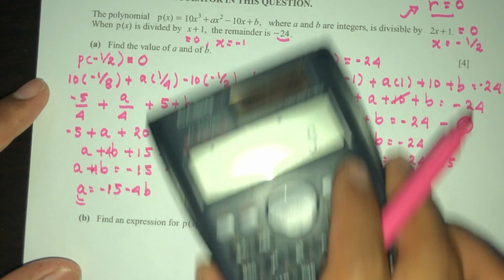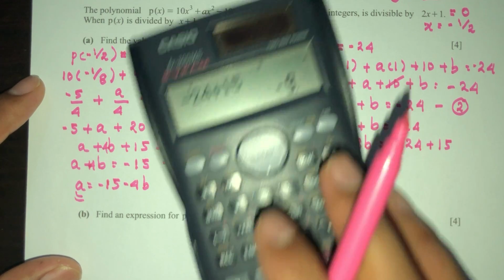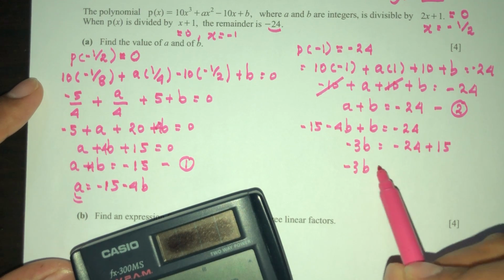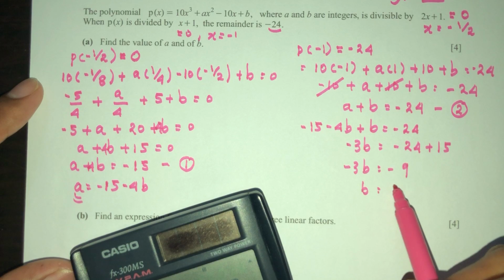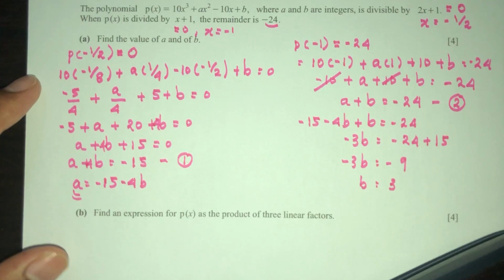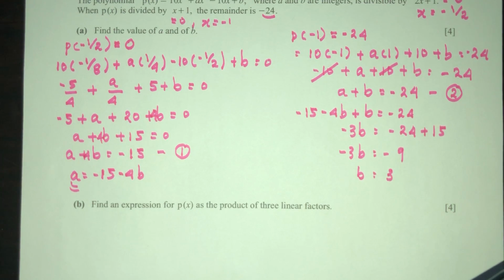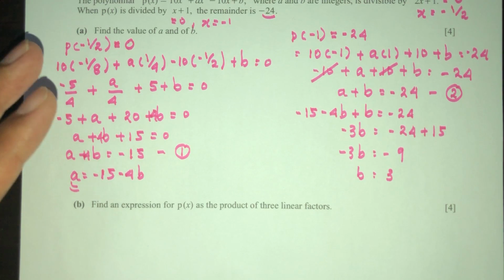What will I give you? So -24 plus 15 is equal to -9. So -3b is -9, b is equal to 3. Now again, you will say, yeah, you use a calculator. Again, look, you can use one. No one's gonna watch you, okay? It is simple addition, subtraction. No one's gonna know as well.